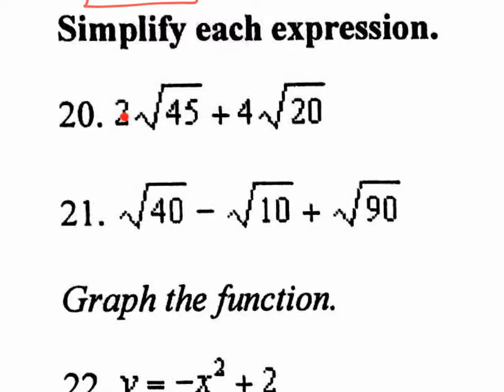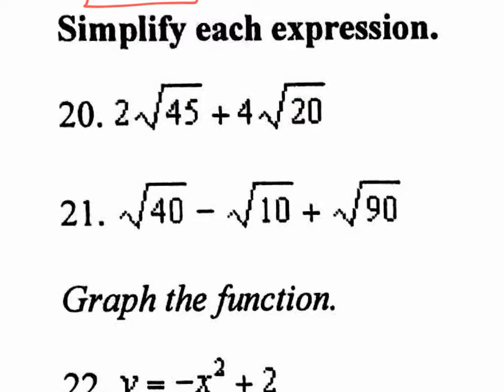Like, let's say I had a 2x, let's pretend this is an x, plus 4y. Would I be able to add 2x plus 4y? No, because x and y are not alike. If it were 2x plus 4x, I could add them together. But right here I have the square root of 45 and the square root of 20. So I need to first start by simplifying these guys and see where that takes us, because we need them to be alike to be able to add them.